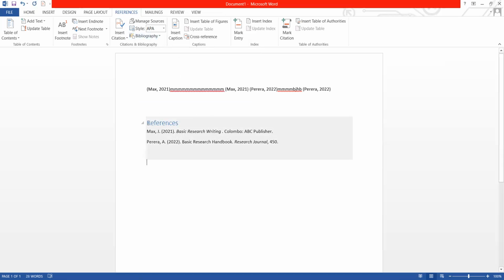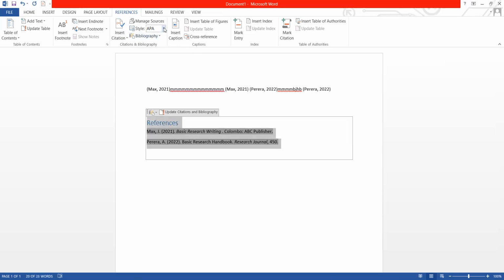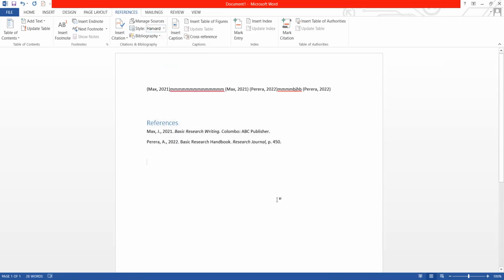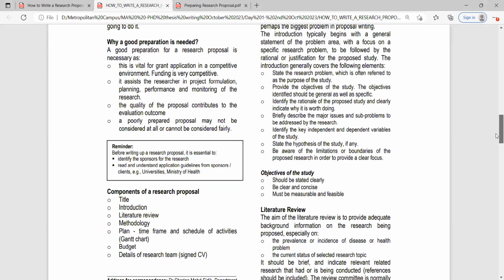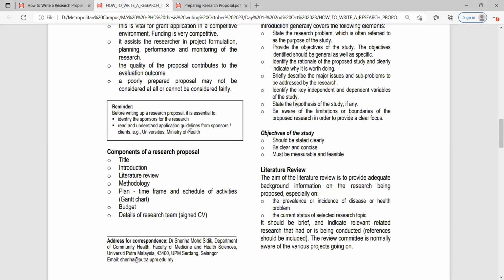Imagine now here I have taken APA. Imagine you want to take Harvard. When you change to Harvard, you will get a different format, but it's not a huge difference, just a slight difference, you will say. So this is how we include the references as well, right? And from here even, you will get a kind of clear picture of how we write the research proposal and what elements should be there in a research proposal.